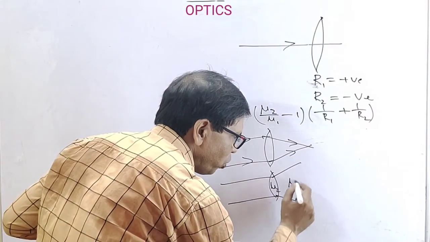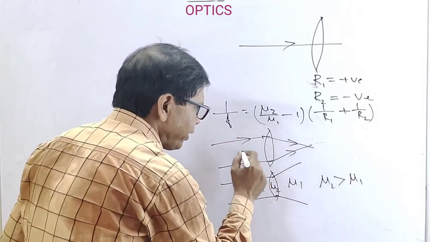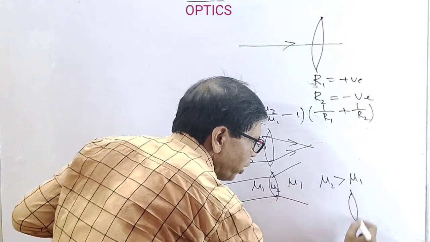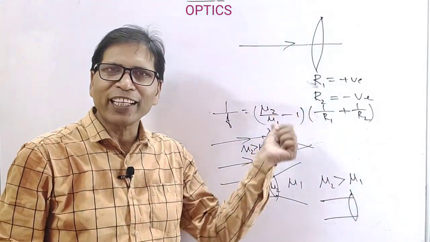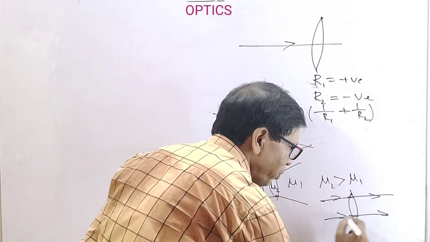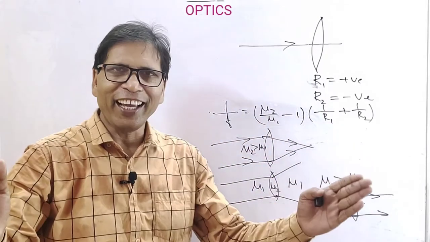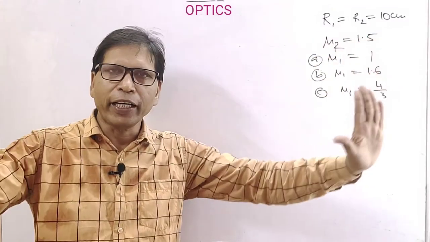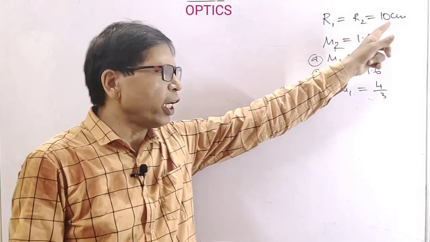Okay, this is mu2 and mu1; in the first case mu2 is less than mu1, and in this case mu2 is greater than mu1. And look at this, a convex lens behaves as a plain glass plate if mu2 equals mu1. So look at this, this convex lens behaves as a plain glass plate if mu2 equals mu1. Okay, understood?